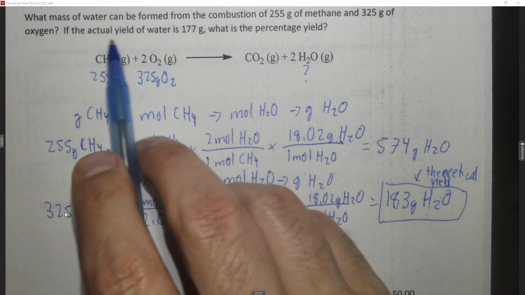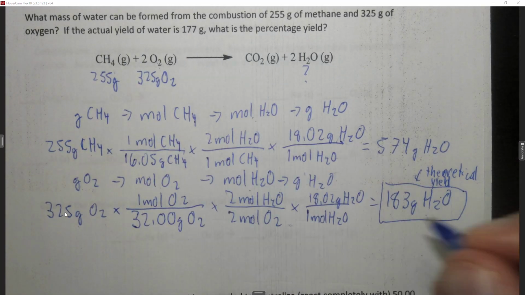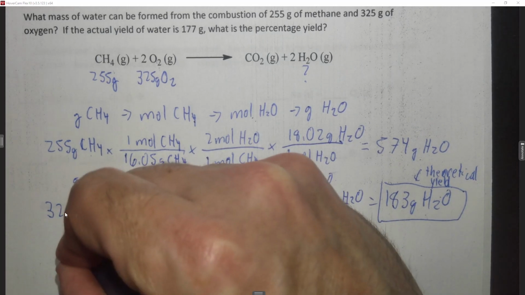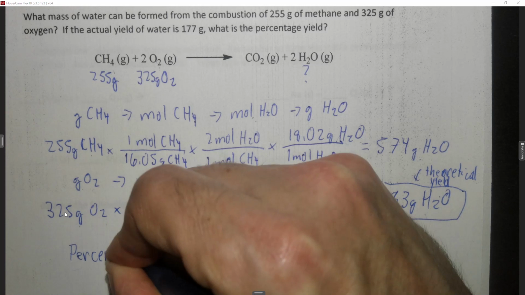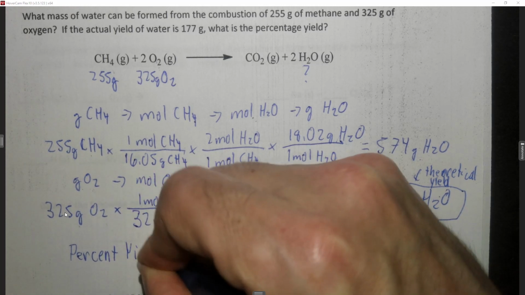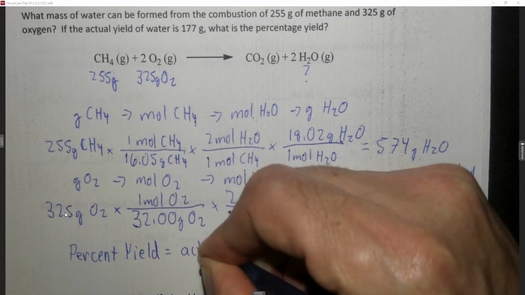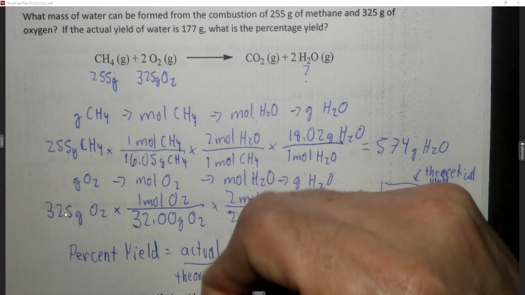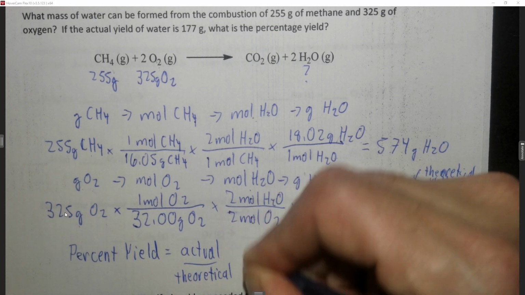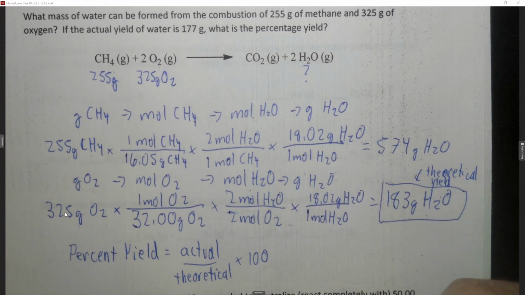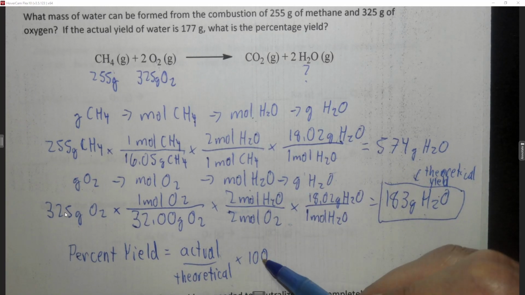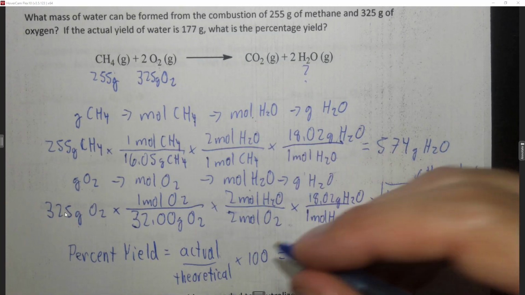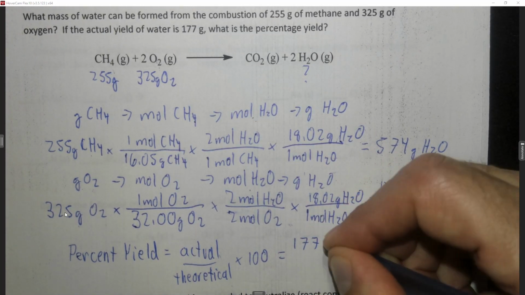The last thing we're asked for is the percent yield. And we needed to do all this math to find the percent yield. The percent yield is the actual divided by the theoretical times 100. And of course, it's the actual yield divided by the theoretical yield times 100. So the actual yield in this case is 177 grams.